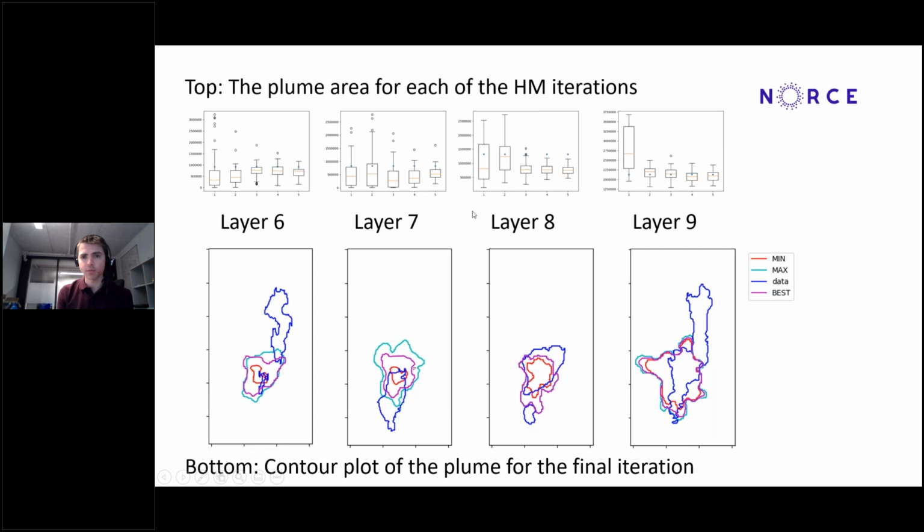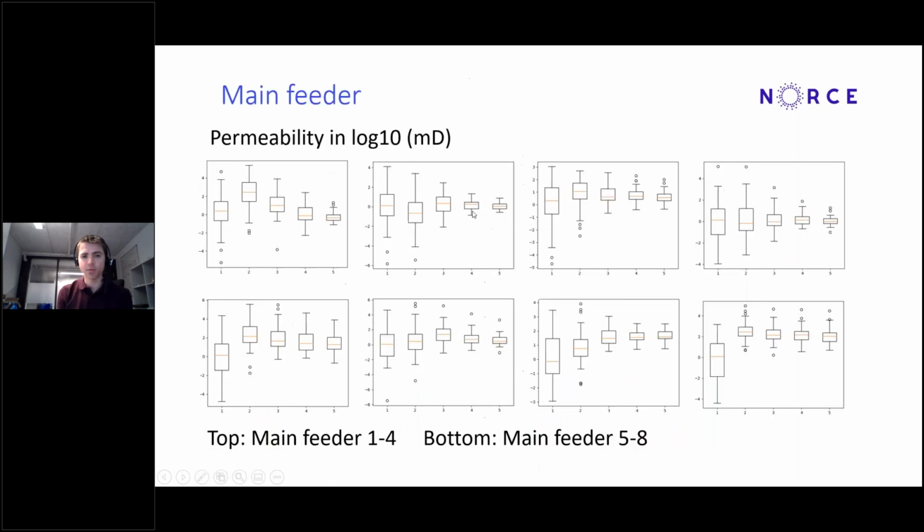Yeah, then I think we can move to the next slide. So now we will investigate the parameters we have tried to match. We start with the permeability in the main feeders. So this shows the log 10 in milli-Darcy.